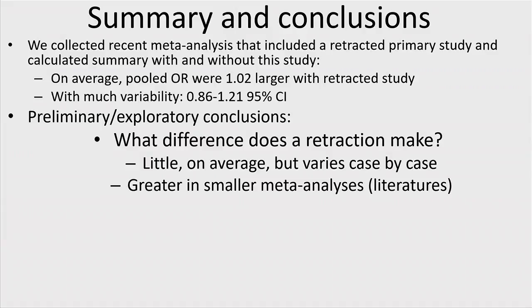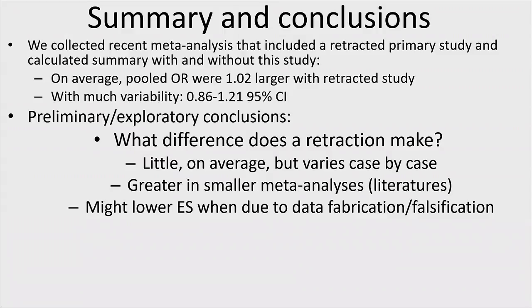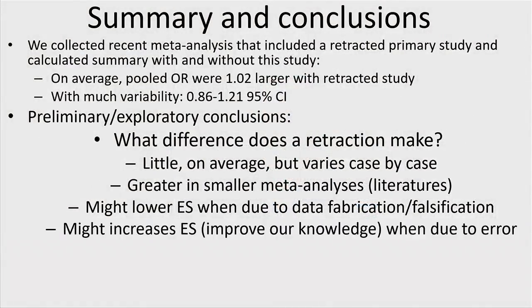First of all, because smaller literatures are going to be more impacted by a retraction, but also because in the case of fabrication and falsification, we seem to observe, and it seems plausible to hypothesize, that the overall summary estimate might actually go down. So we might be misled in believing effects or treatments when in reality this is based on false and made-up data. But also, when there is a genuine error that is being rooted out, then the exact opposite is the case. And so a retraction in that case, you could argue, improves our knowledge and our confidence in results.